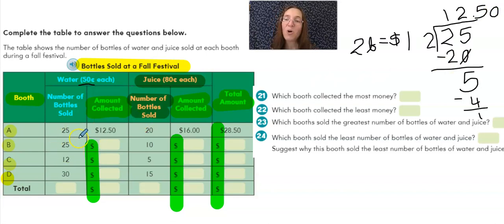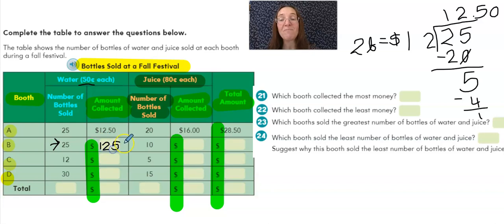So if we take the total number and divide it by 2, we can find the amount of money they collected. Before I let you get started on some of this, I want to point out to you that Booth B sold the exact same number of bottles of water. So we already know this one because they already did it for us.